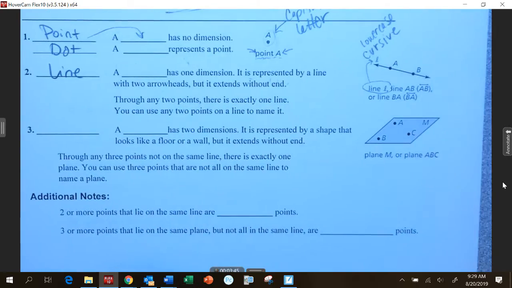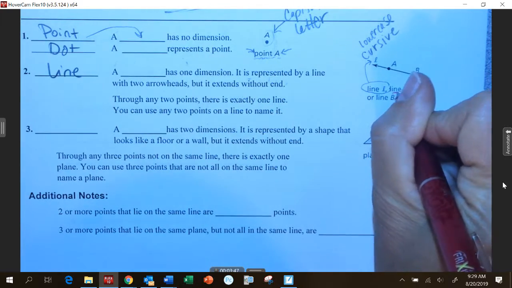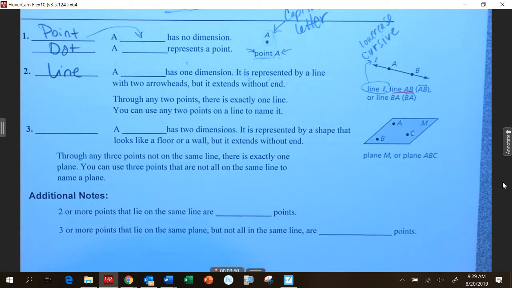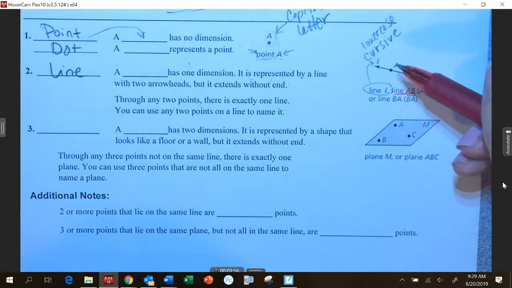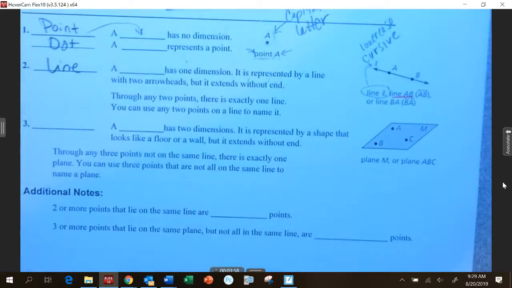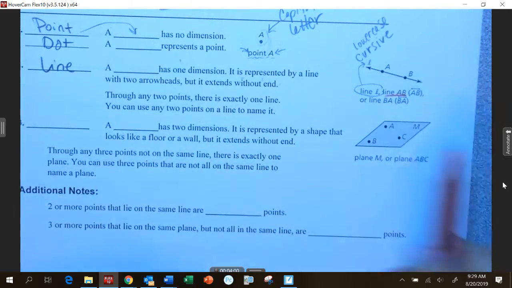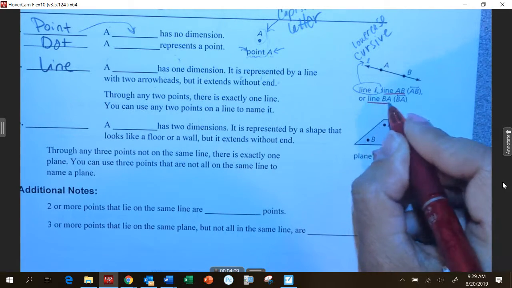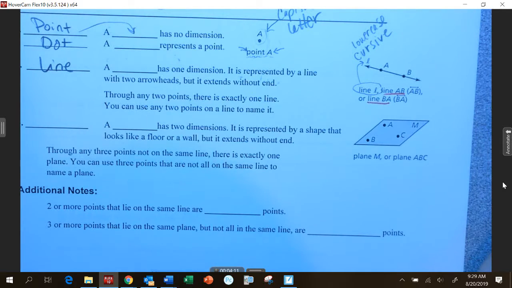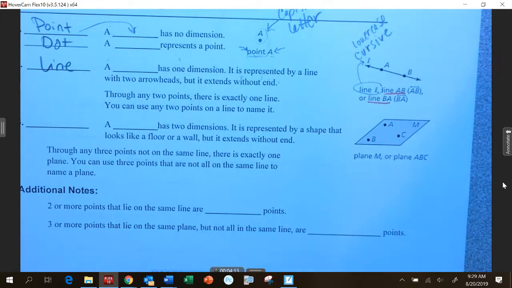Another way of naming a line is writing the word line and naming it with 2 points, just two, that are on the line. So, line AB. Another way of naming that line is line BA. It does not have to be in a certain order, because lines go all the way forever and ever, so I could go A to B or I could go B to A.